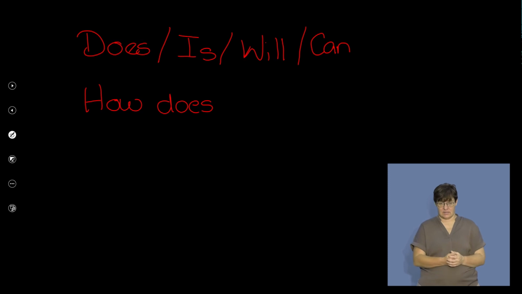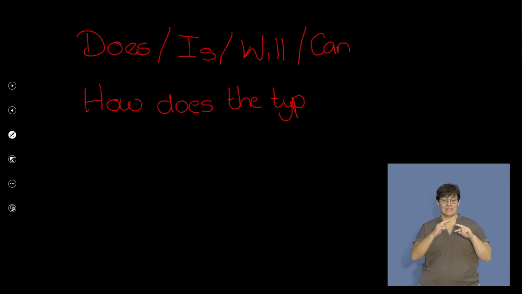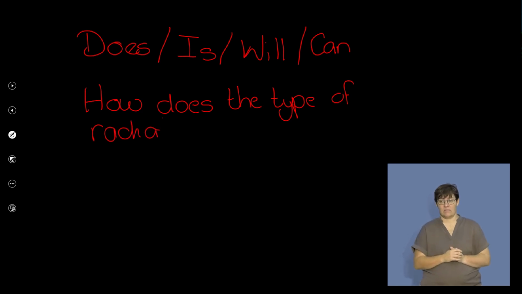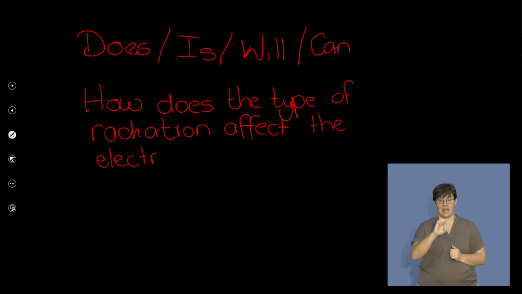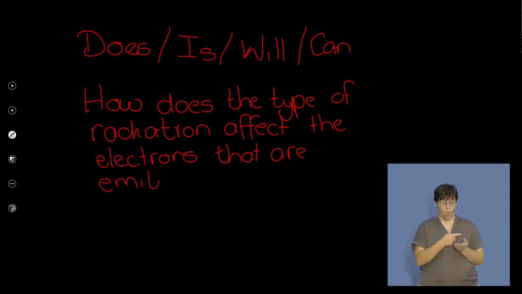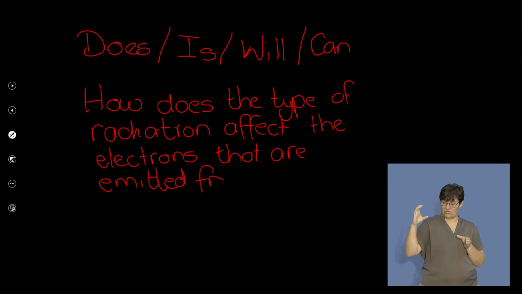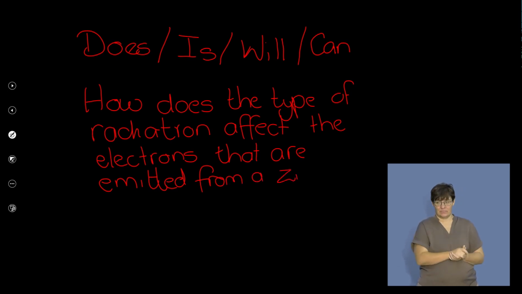I can't answer that with a yes or no, the type of radiation affect the electrons that are emitted from a zinc plate.